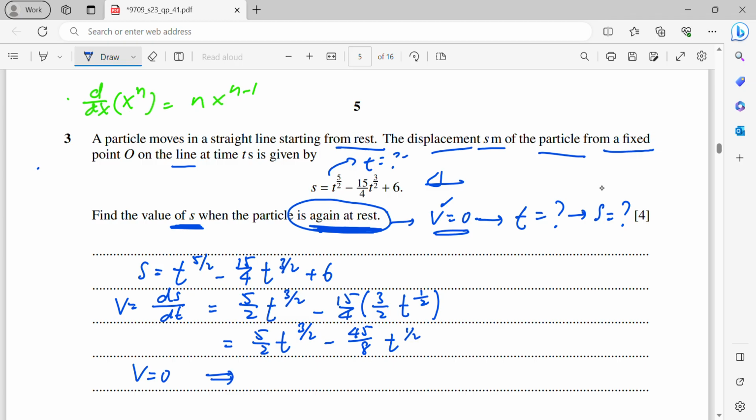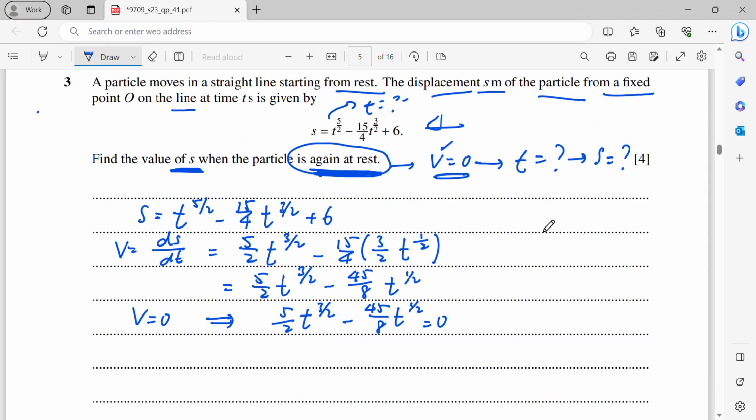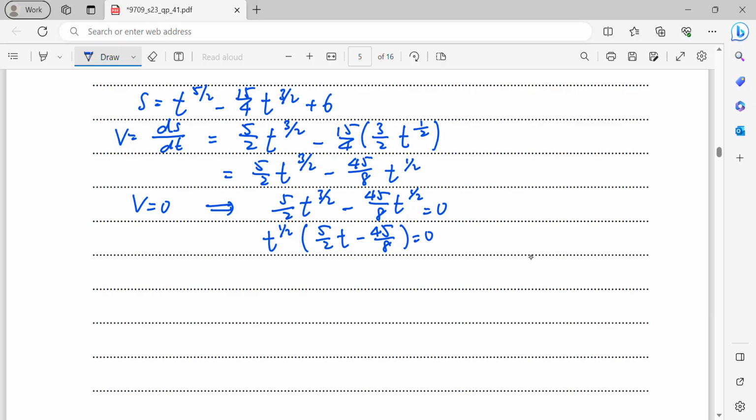Therefore, 5 over 2 t to the power of 3 over 2 minus 45 over 8 t to the power of half will be 0. Then from here, I will factorize the term. Let's say I factorize t to the power of half. You can factorize the fraction as well, but I will just leave it there. So t to the power of half, then 5 over 2t minus 45 over 8 equals 0. When the multiplication of two terms equals 0, it means that one of them will be 0.